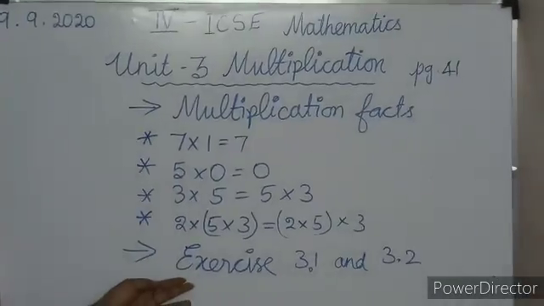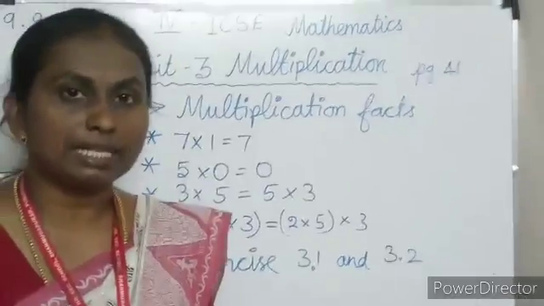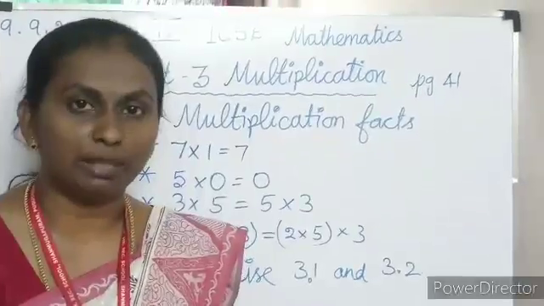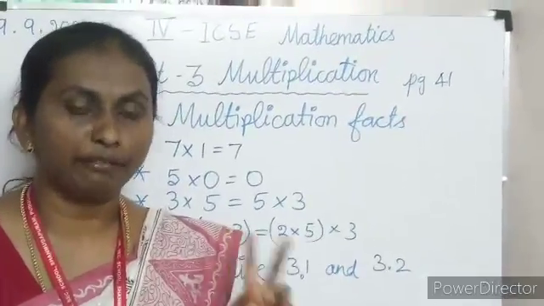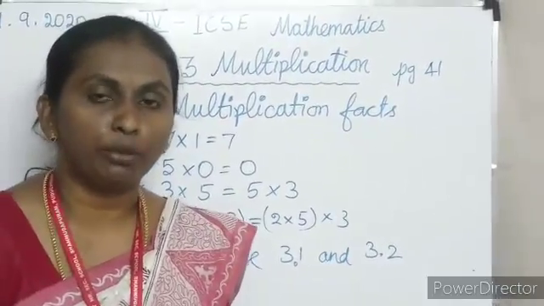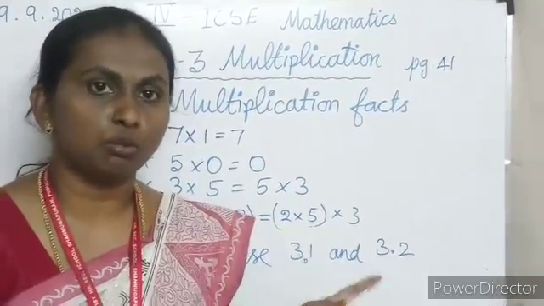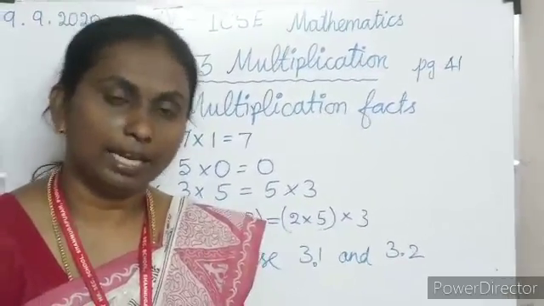Next we are going to see exercise 3.1 and 3.2. In that exercise we are going to see the multiplication of a 3-digit number by a 1-digit number and a 4-digit number by a 1-digit number. Before that, you have to recall the tables, 2 table to 12 table, thoroughly, children. Let us go to the exercise section.